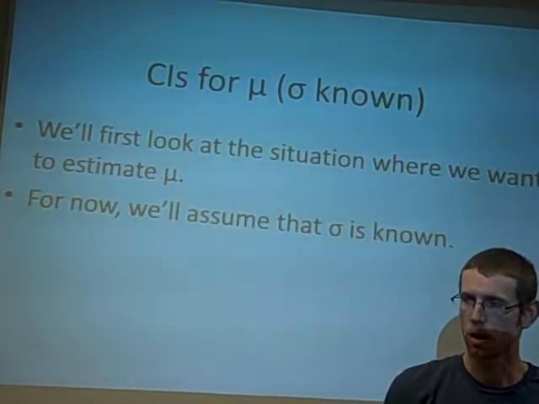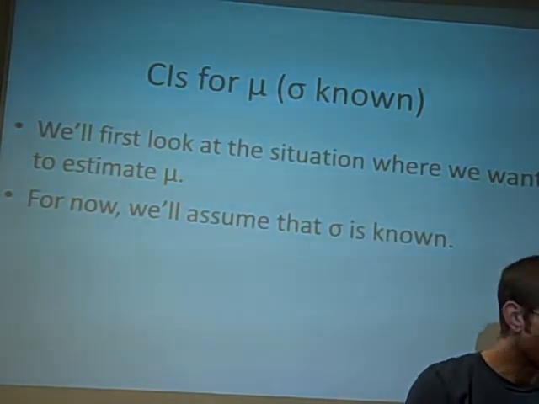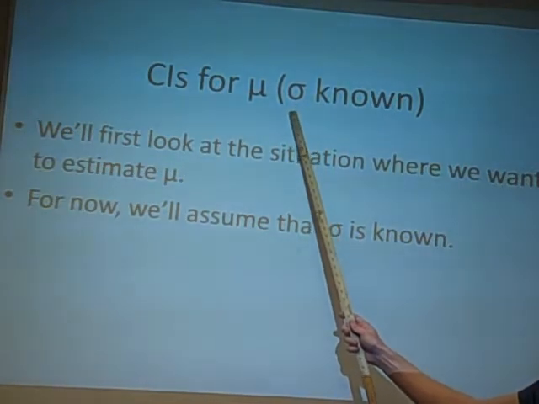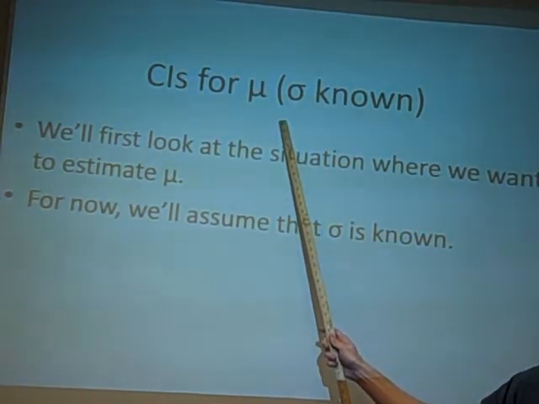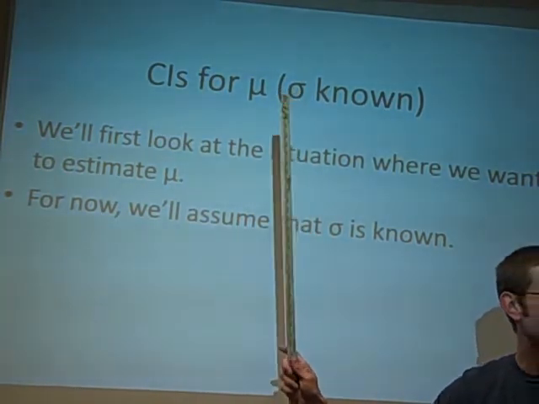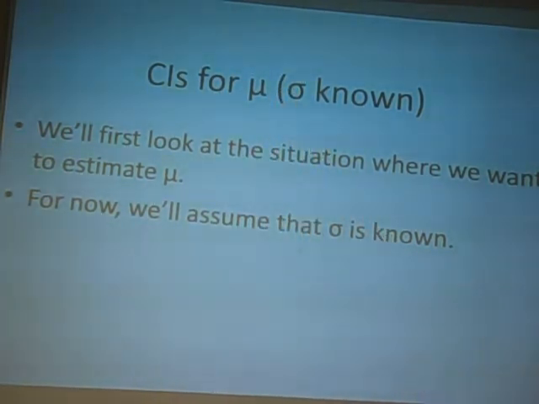What we want to do is a confidence interval. So we're in the situation where we want to know what mu is, but we're going to assume one thing here. We're going to assume that we know sigma. What does sigma stand for? That's the standard deviation for the population.